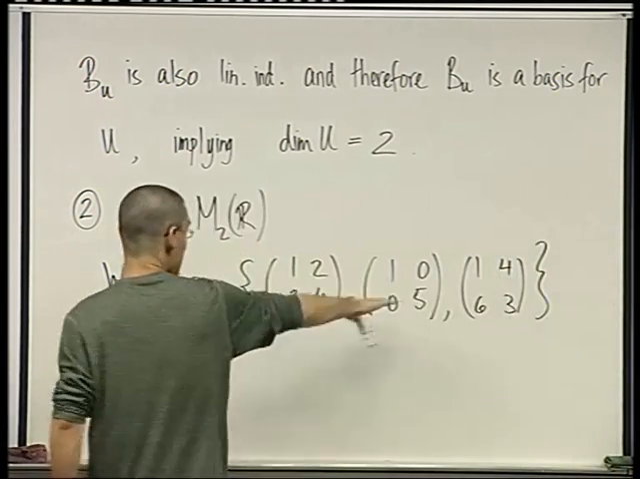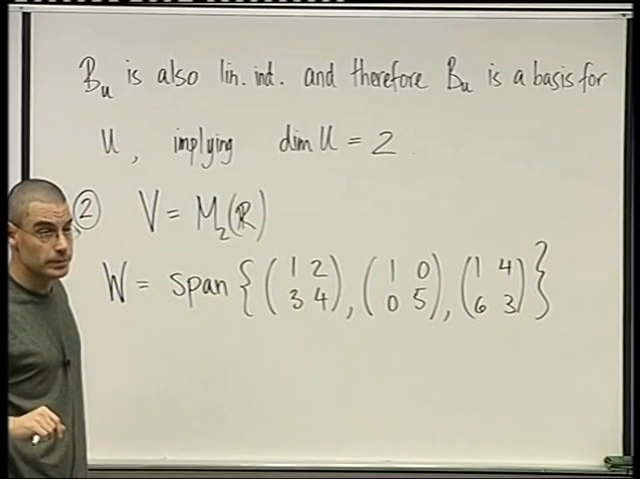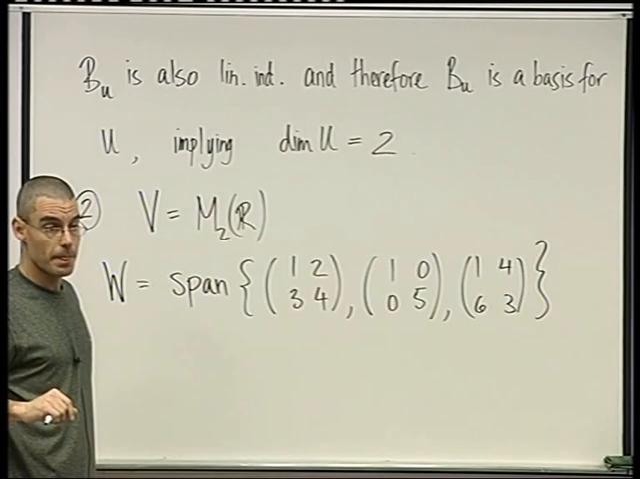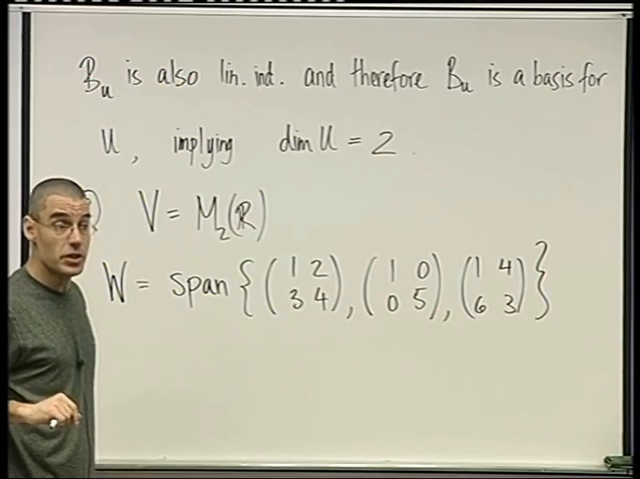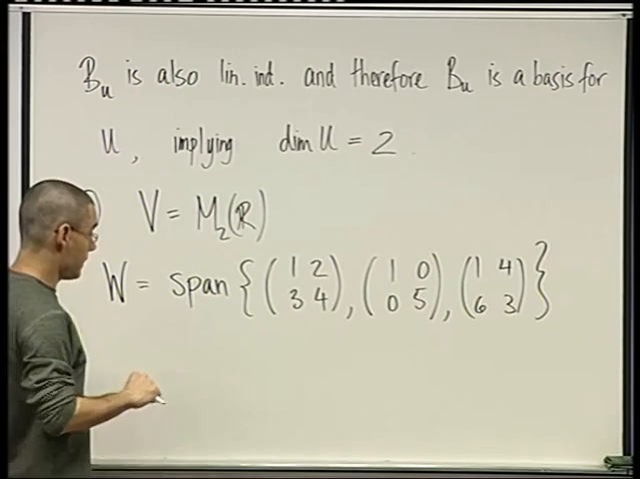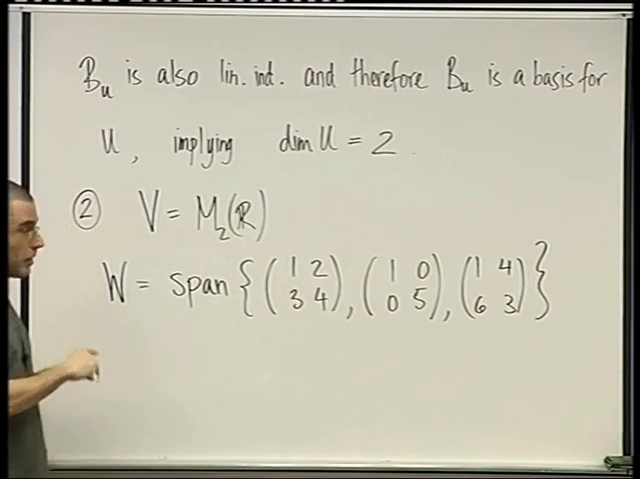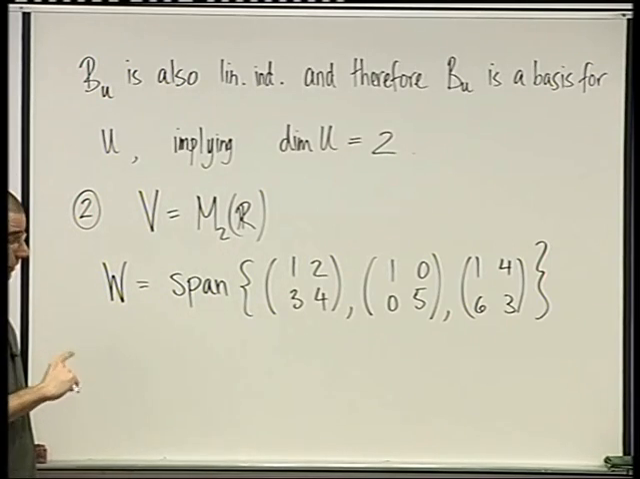So what is going to be the dimension of W? We need to check. It's tempting to say, well, 3, right? There are 3 elements here, but they're not necessarily linearly independent.